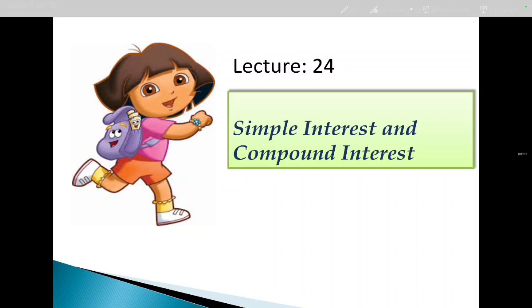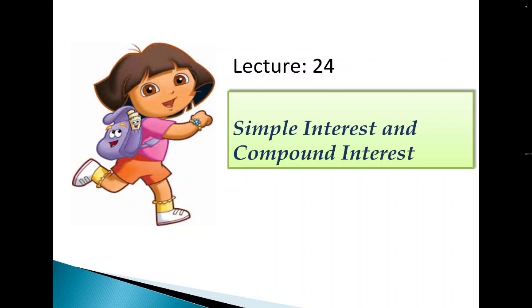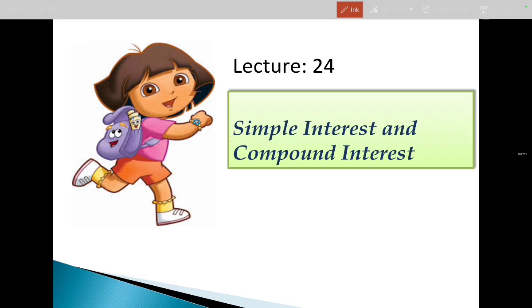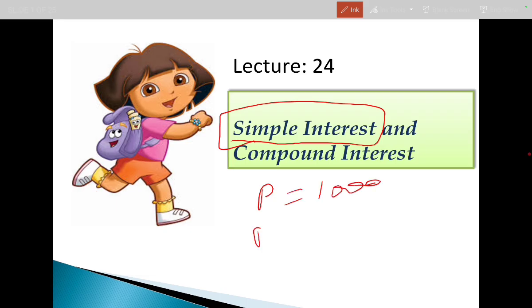Our today's topic is SI and CI. In this topic, first of all, everyone knows what CI is. Simple interest will always be the same for every year. Let's say I borrow a principal of 1000 rupees at a rate of interest of 10% for 2 years. Time is 2 years.